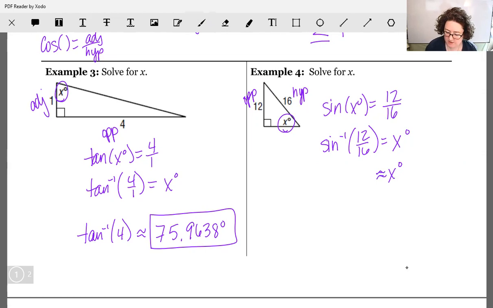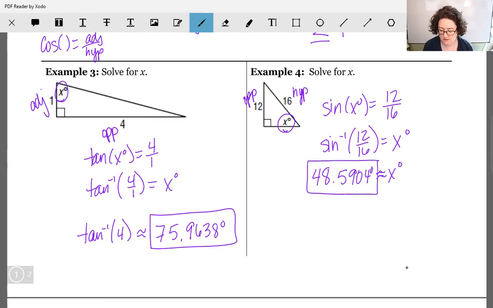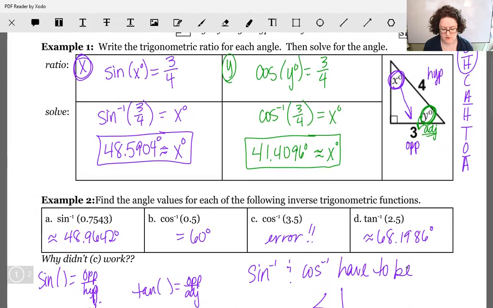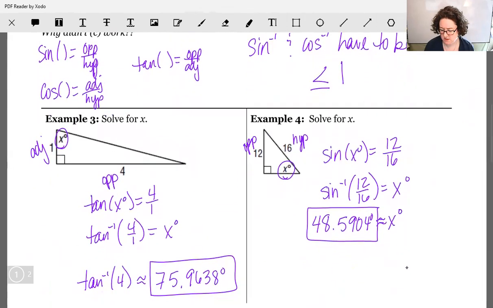So x is approximately equal to 48.5904, rounding up because that next digit is a 7. Wait a second, that seems familiar, doesn't it? Let me scroll back up real quick. 48.59. Hey, wait a second, we had that in our very first example. So in our triangle, we only had 3 over 4. Let's go back down to the example we just did. 12 over 16, what does that reduce down to? And that reduces down to 3 over 4. That's why we got the same answer out for that. Even though technically we had different values, we had a similar triangle, but it still had the same relationship between the sides versus the angles.